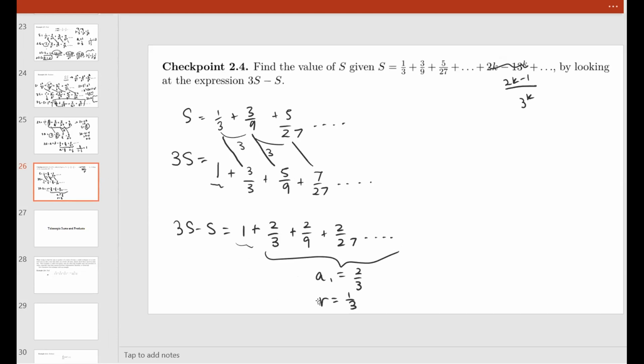So the sum of this part will be a1, which is 2/3, over 1 minus our r, which is 1/3, and this denominator is just 2/3. This gives us a value of 1. So we get 3s minus s is equal to 1 plus 1. We get 2s is equal to 2. So we get s is equal to 1.